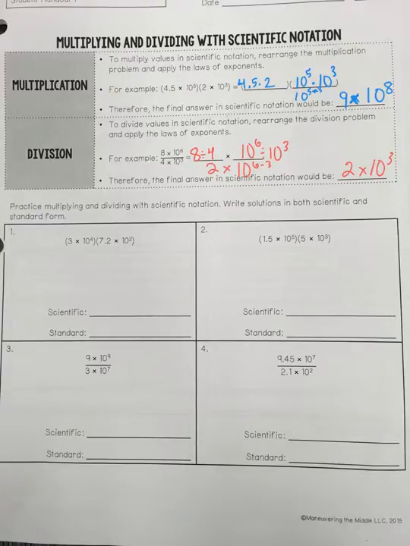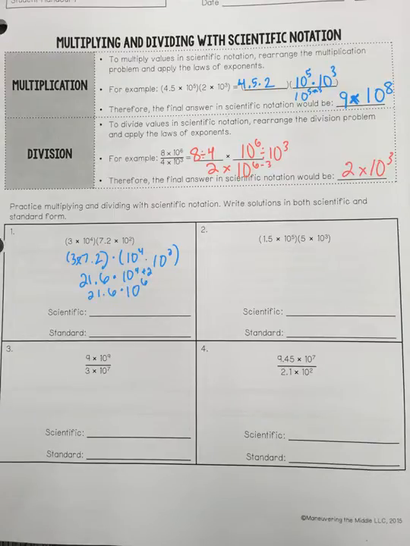So, of course, I'm going to rewrite this as 3 times 7 and 2 tenths times 10 to the 4th times 10 to the 2nd. 3 times 7 and 2 tenths is 21 and 6 tenths, 21.6 times, and again, when we use our exponent rules, we're just adding the exponents when it's the same base. So 21 and 6 tenths times 10 to the 6th.